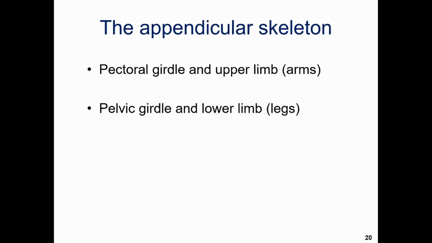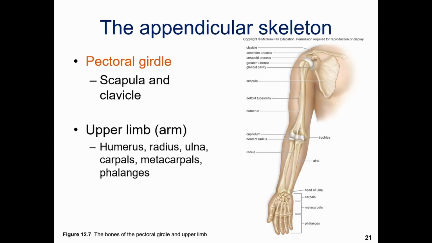As we move to the limbs, we're getting to the appendicular skeleton, and we can break this down into 2 regions: the pectoral girdle in the upper limb, or the arms, and the pelvic girdle in the lower limb, or the legs. So let's look at the upper limb first. Let's look at the arm. The pectoral girdle is the shoulder, and there are 2 bones that we care about in this area: the scapula and the clavicle. You might know these bones better as your shoulder blade and your collarbone. So your pectoral girdle is composed of your scapula and your clavicle.